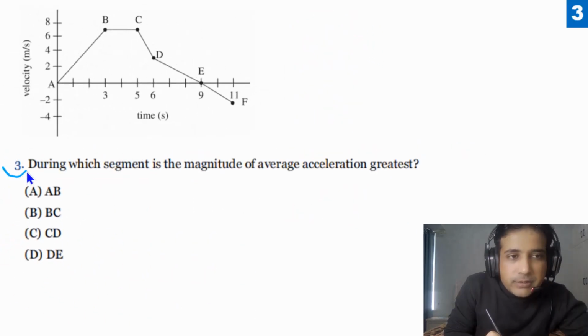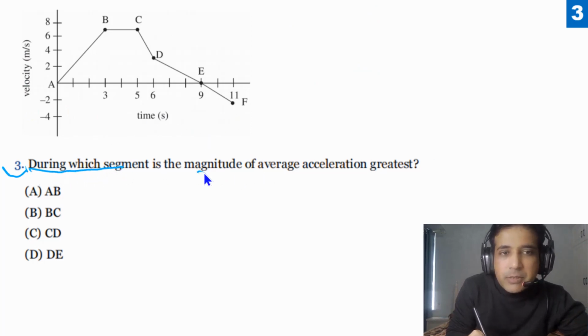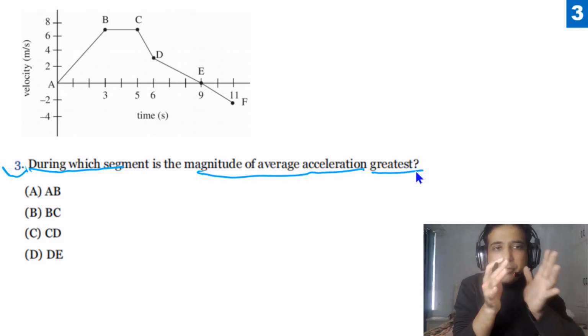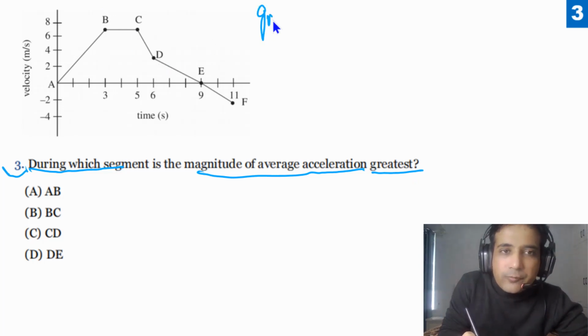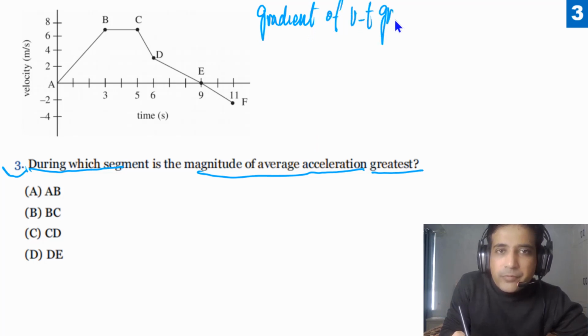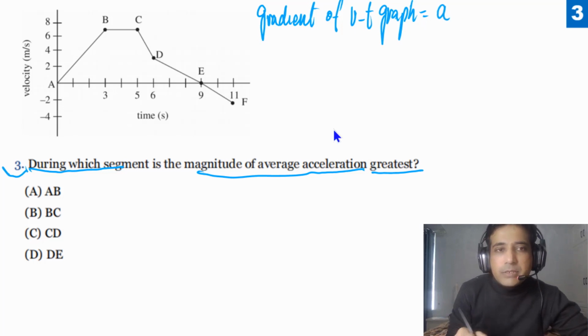For the next question, again, we have the same velocity against time graph, and we need to find out during which segment is the magnitude of average acceleration greatest. So simply we need to look at the gradient of these segments, because gradient of VT graph is equal to acceleration. So we can say gradient of VT graph is equal to acceleration. Now we need to compare these gradients.